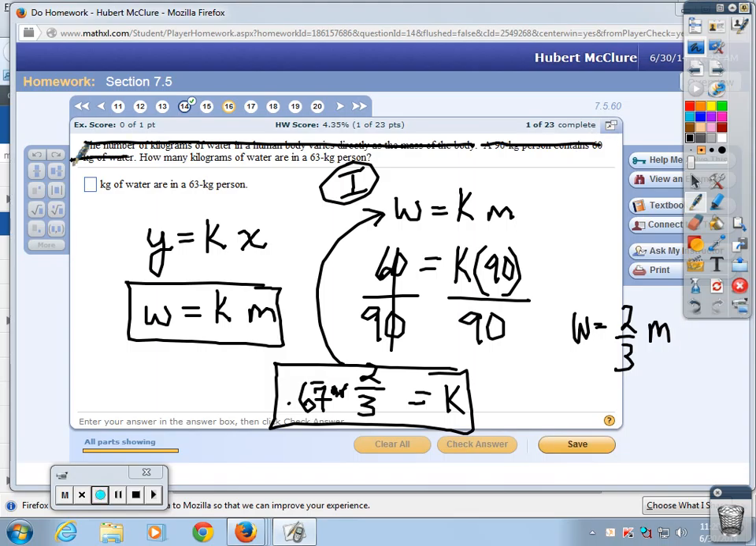Now what does it say? How many kilograms of water are in a 63 kilogram person? 2/3 times 63 over 1. How many times will 3 go into 63? 21 times 2 is 42.